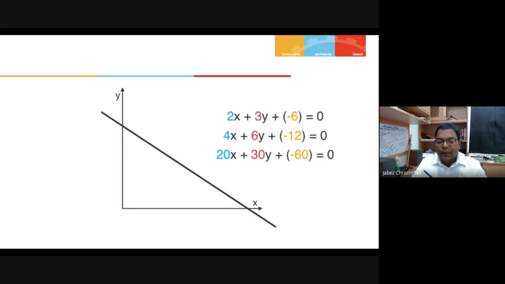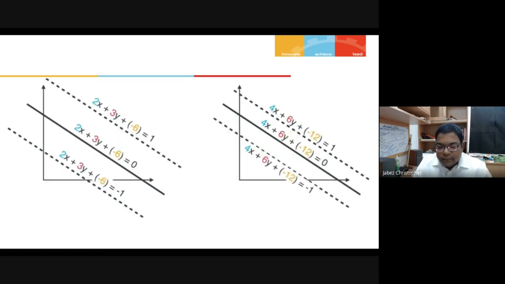Lines: y equals mx plus c is a very simple line, right? Now it is going to have intercepts on both axes. These are also equations of those kinds of lines or planes. Now, given that the equation of the current line is 2x plus 3y minus 6 equals 0, what will be the other two lines? Just analyze what these lines are and how the equations vary.